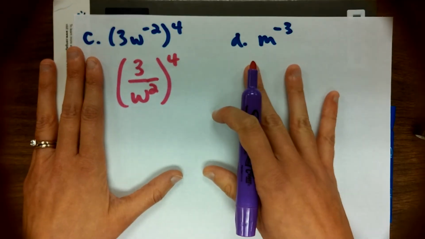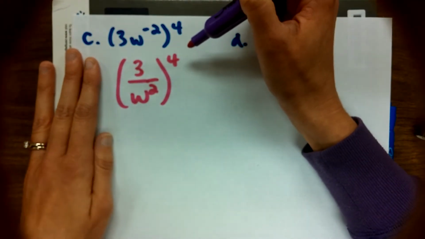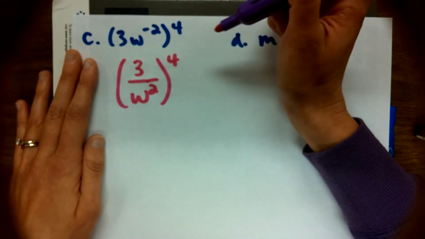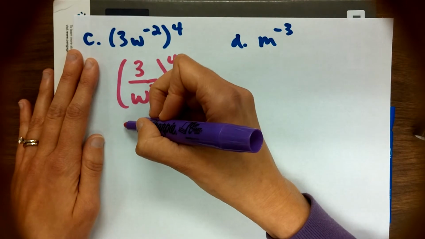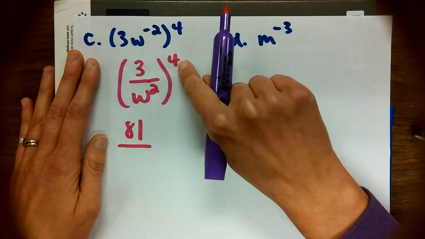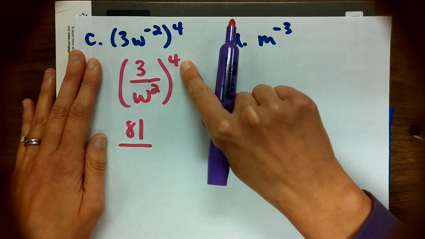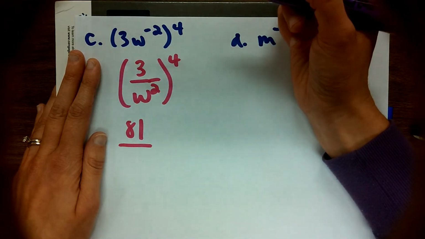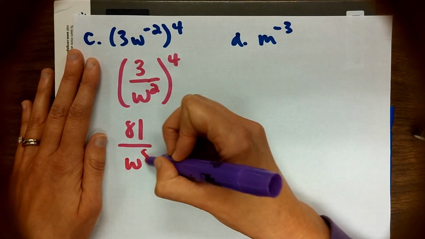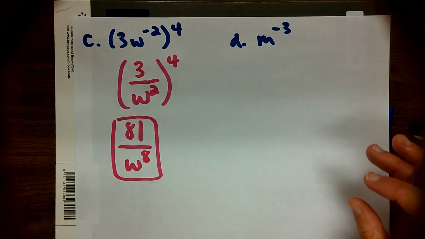Now, I'm going to do the 4th power part. So because we have parentheses, it means everything in here gets raised to the 4th. So 3 to the 4th power is 3 times 3 times 3 times 3, and that ends up being 81. And then w to the 2nd to the 4th power, when something already has an exponent and then you raise it to another power, so a power to a power, that's where our shortcut is to multiply the exponents. So 2 times 4 gives us 8 as the new exponent. So that's our final answer, 81 over w to the 8th power.